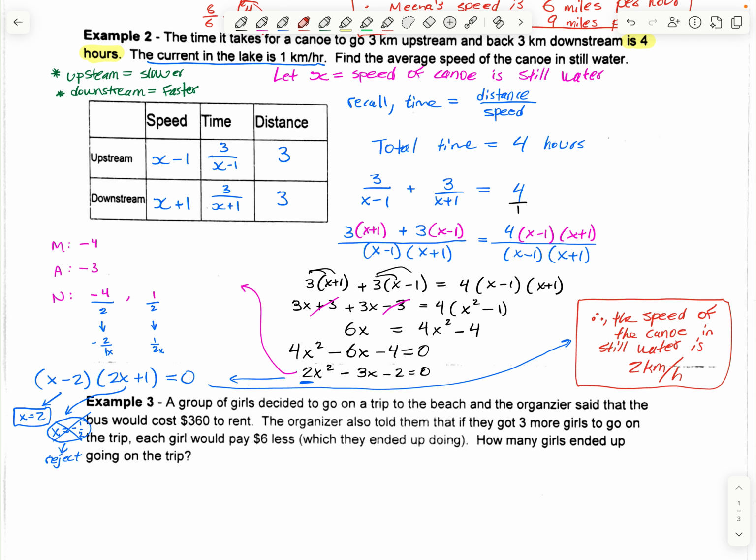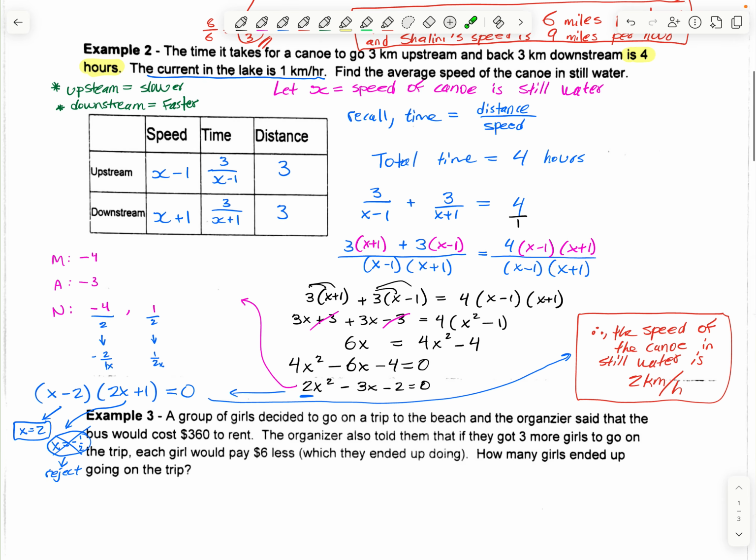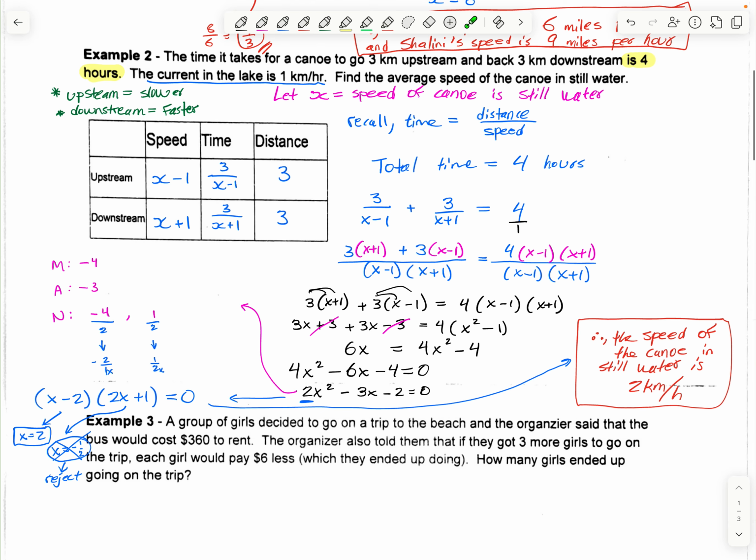And again, once we've gotten this, it's generally a very good idea to check. So if the canoe is going 2 kilometers per hour in still water, then the upstream speed is going to be 2 minus 1, which is 1 kilometer per hour. And the downstream speed is going to be 2 plus 1, so 3 kilometers per hour.